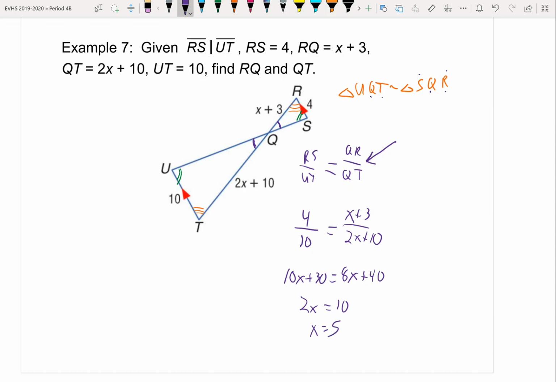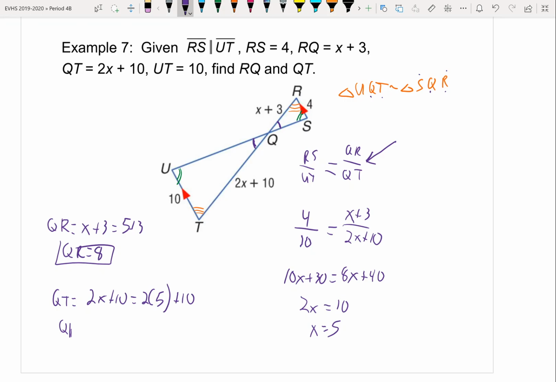Now I'm asked for QT and QR, so I need to go one more step. QR is equal to x plus 3. Ooh, that was really bad handwriting there. x plus 3, which is 5 plus 3, so QR equals 8. There's one of my answers. QT is equal to 2x plus 10, which equals 2 times 5 plus 10. So that means QT is 10 plus 10, which is 20.